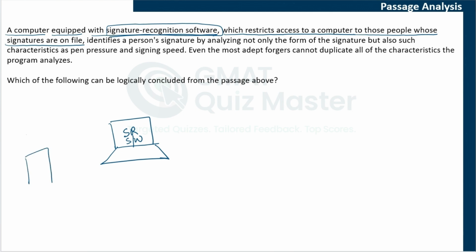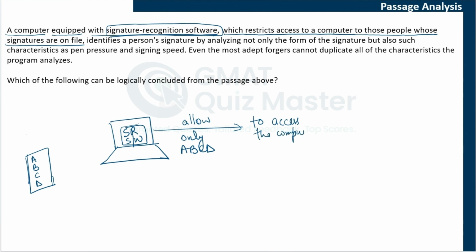So, if there are four people who have their signatures on file, A, B, C, D are four people whose signatures are on file. This signature recognition software will allow only A, B, C, D to access the computer. If there's a fifth person, E or F or G, then there will be no access. Right? This is the role of signature recognition software.